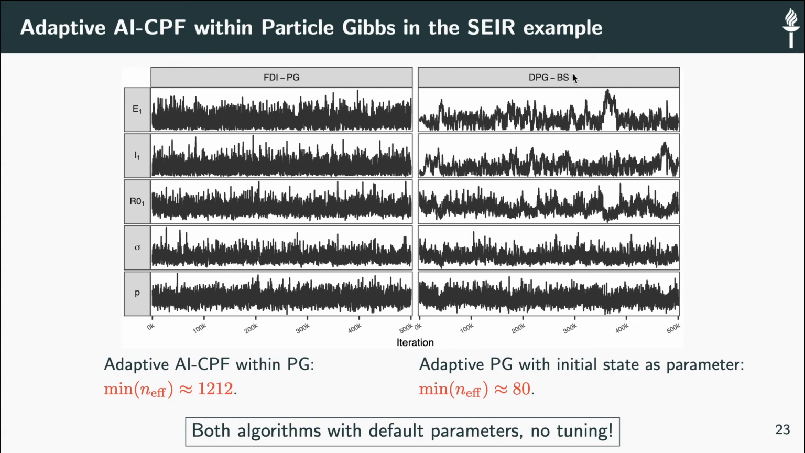And this is an alternative which we can implement rather easily. We take the initial state of the latent process as a parameter in the particle Gibbs. So we sort of do parameter augmentation, and we can run the particle Gibbs like that, including also adaptation. And it also works, but it is just not so well mixing as our approach.